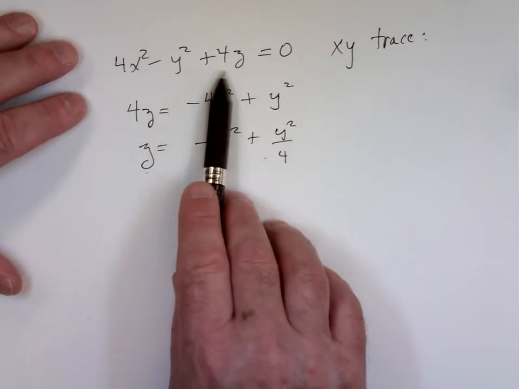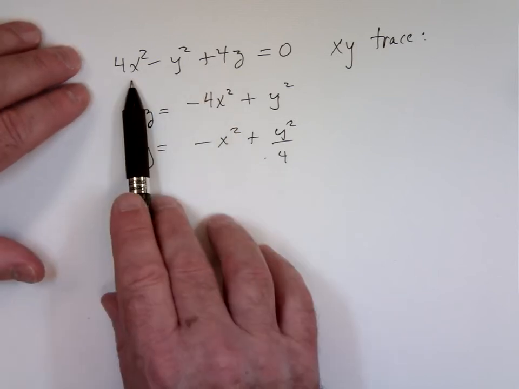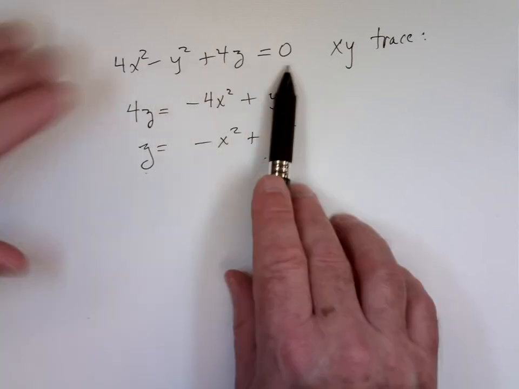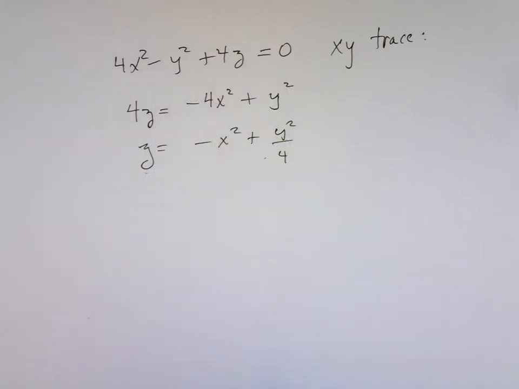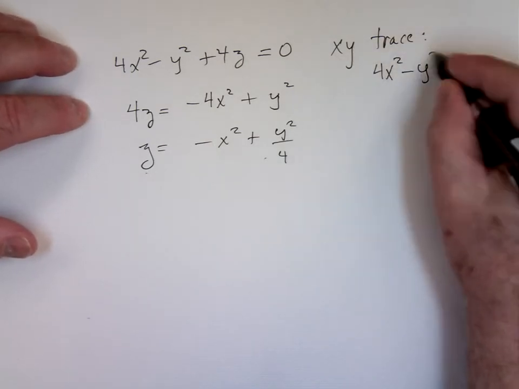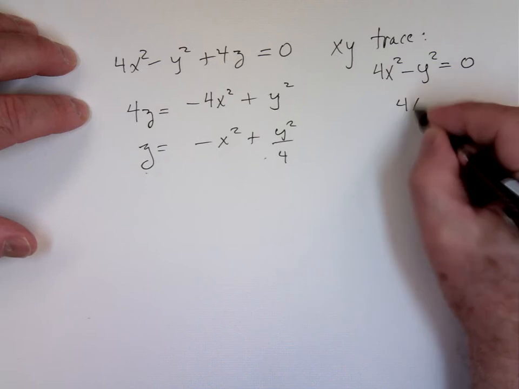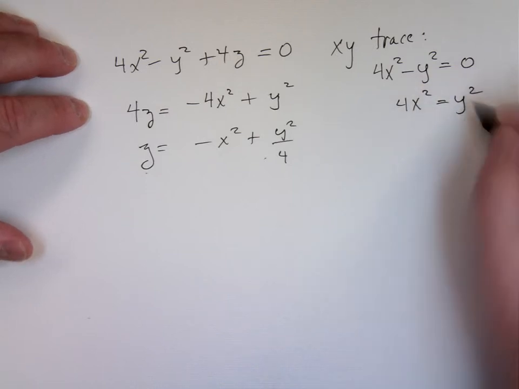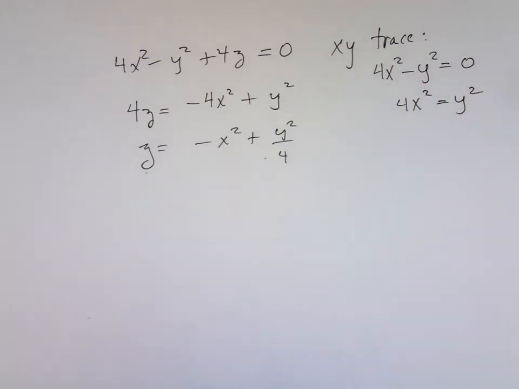You get 4x squared minus y squared equals 0. Now that is not a hyperbola, because a hyperbola would be 4x squared minus y squared equals 1. It makes a difference, the fact that it's equal to 0. You've got 4x squared minus y squared equals 0. You got 4x squared equals y squared. Can someone tell me what the heck that is? What is it? 2x equals y.